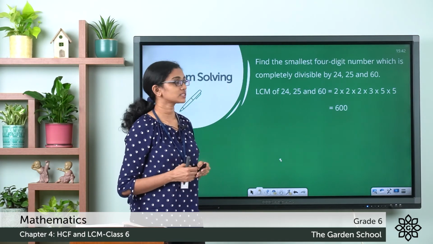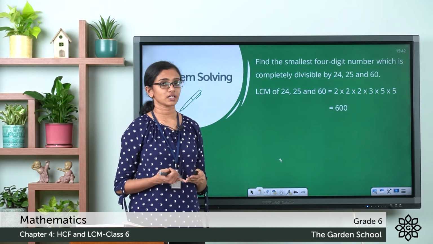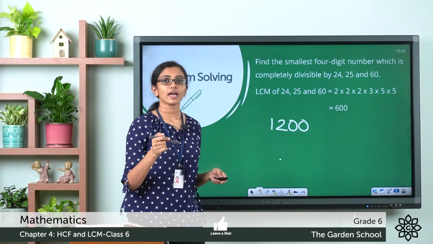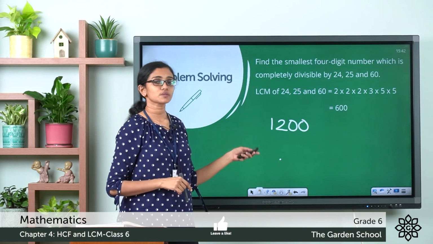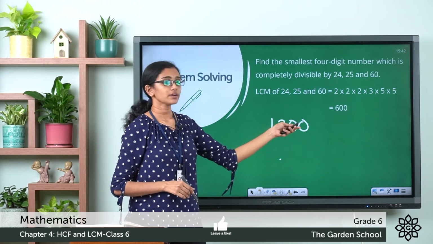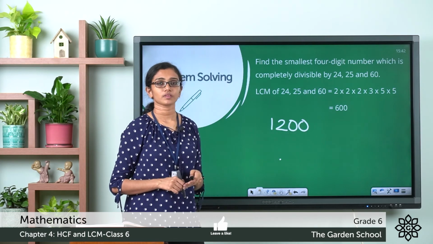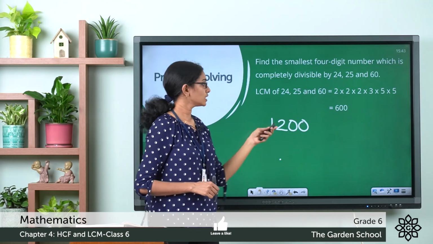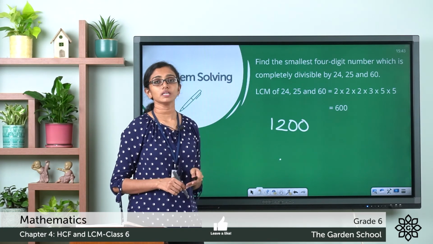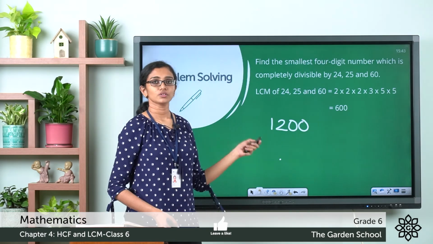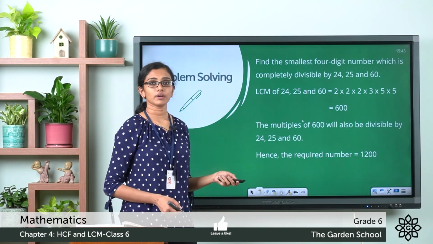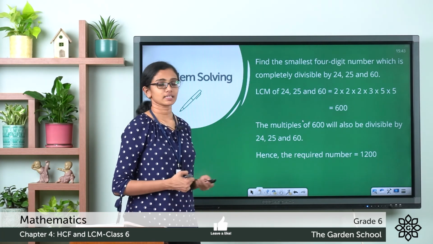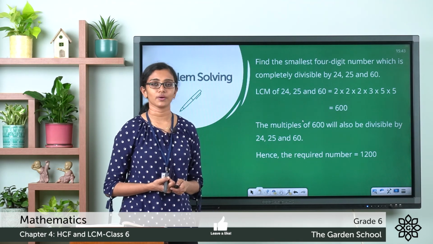So which are the multiples of 600? 600 ones are 600, 600 twos are 1200. See, there we have a 4-digit number, and this is the smallest 4-digit number which is a multiple of 600. And since 600 is divisible by 24, 25 and 60, 1200 will also be divisible by the three numbers. So this is the smallest 4-digit number, the required number which is completely divisible by 24, 25 and 60. So I hope this is clear to you now.